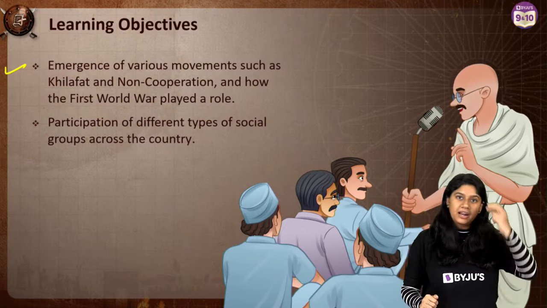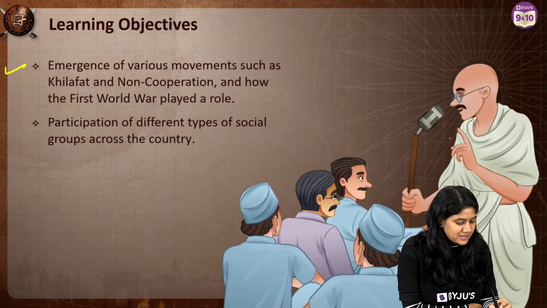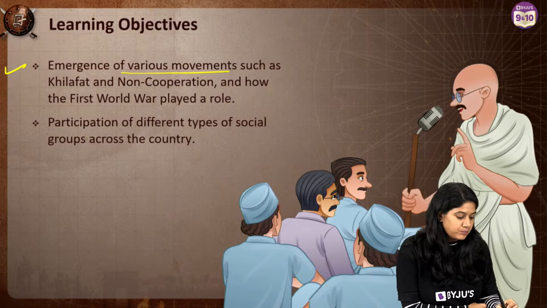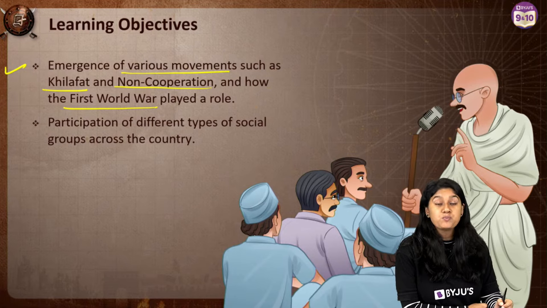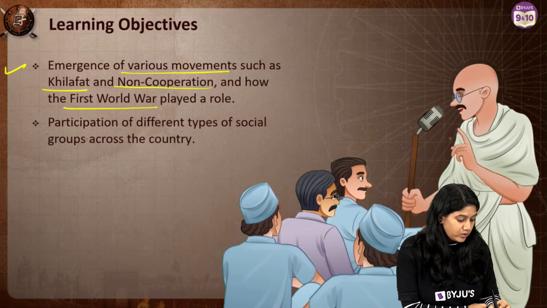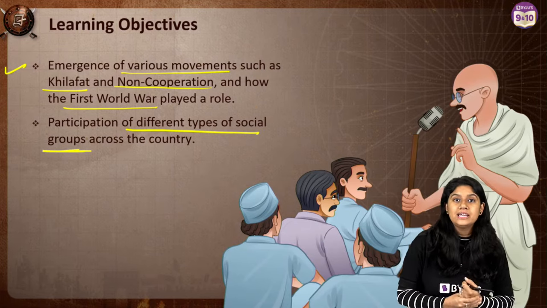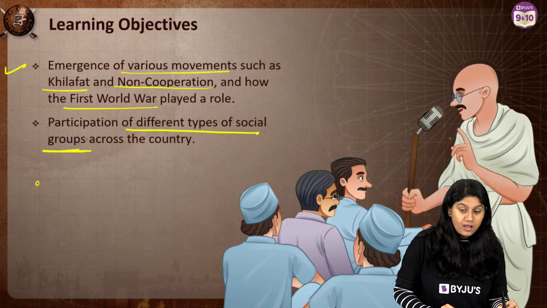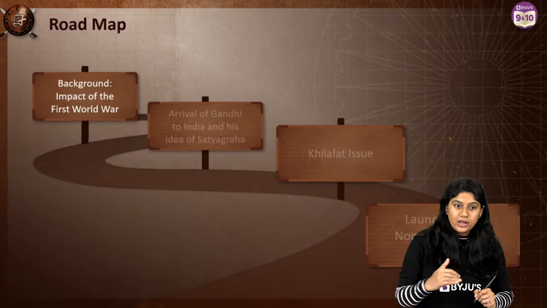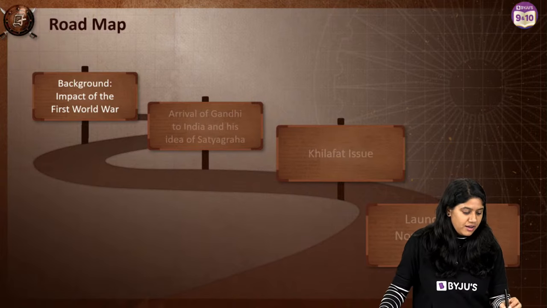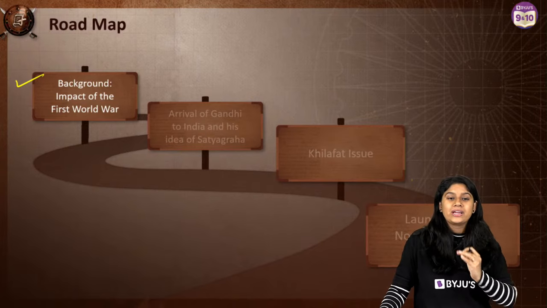The first learning outcome that we have from the non-cooperation movement is this: we will be discussing the emergence of movements such as the Khilafat movement and the non-cooperation movement, and how World War First played an important role in all of this. Apart from that, we will be discussing the different social groups and how they reacted to and acted on the non-cooperation movement. You can take a screenshot of this. We will be looking through this whole journey, starting with the background. What was the background? And of course, from there, we'll be moving ahead.